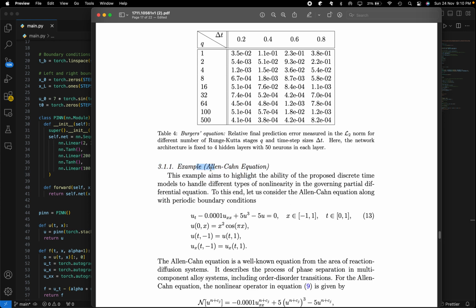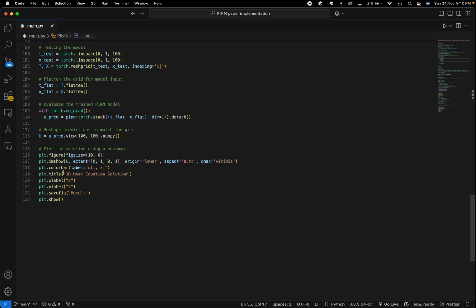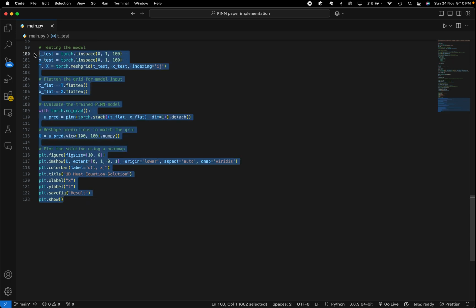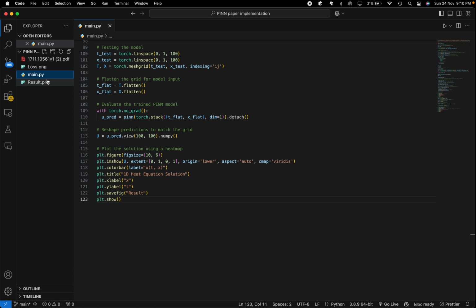Some other random equations, I don't know what these things are. So yeah, but that's that. Other than that, I'm just writing this code to test the model out, and I'll show you the solution that I obtained for the heat equation.